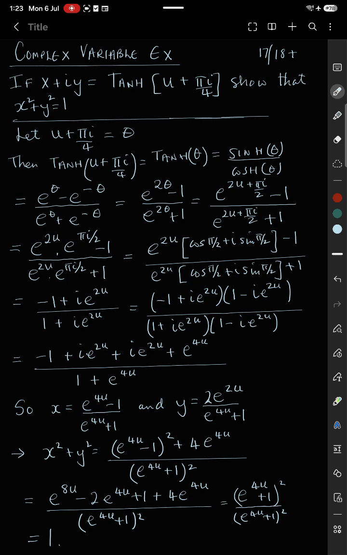The rest of it is just fairly straightforward algebra. We get e to the 8u minus 2e to the 4u plus 1 plus 4e to the 4u, and it's quite easy to see the top of that will be e to the 4u plus 1 all squared, and the same as the bottom is e to the 4u plus 1 squared, which comes down to 1, which is what we were asked to do. And that does it.